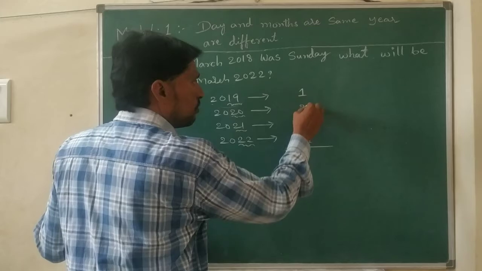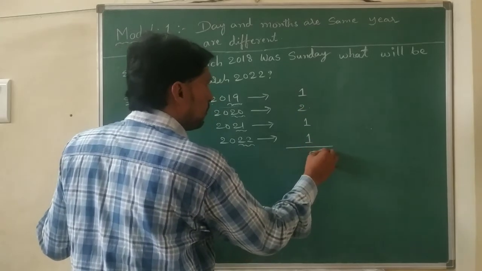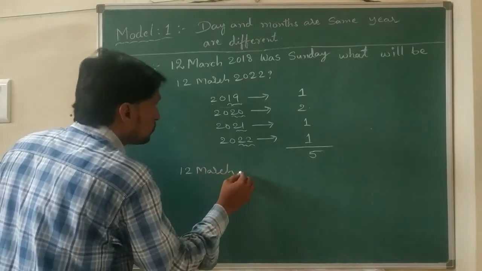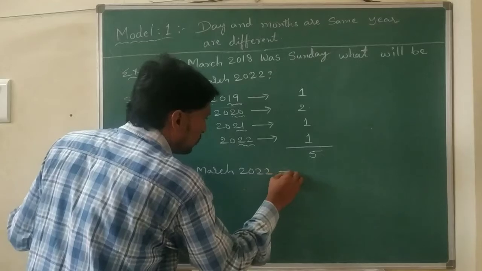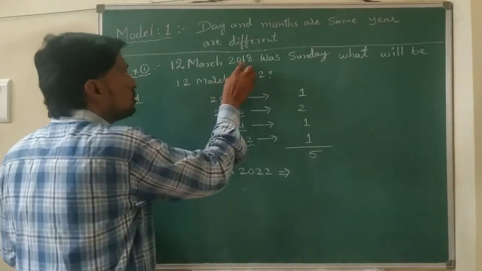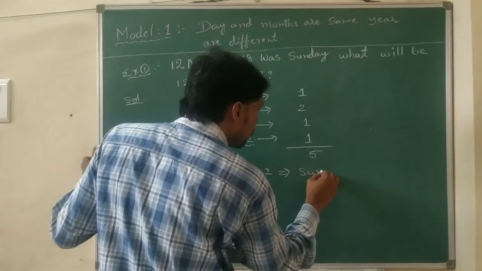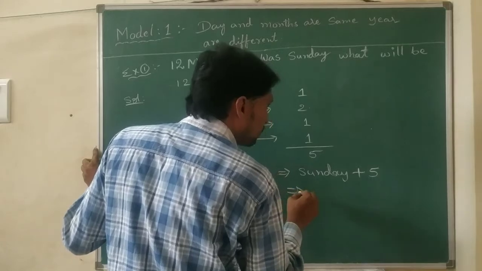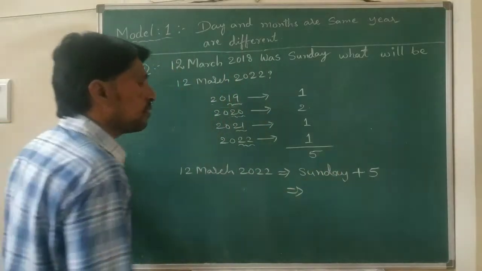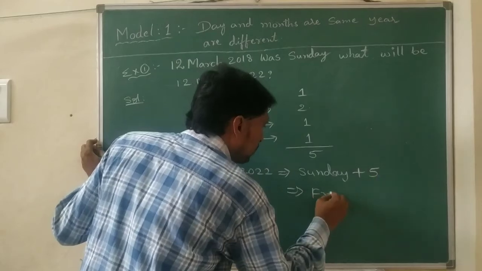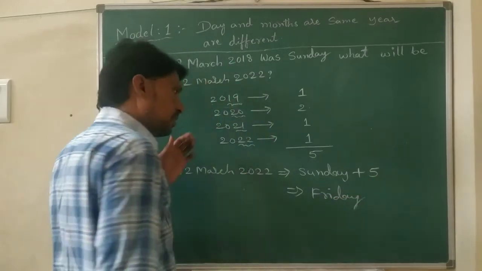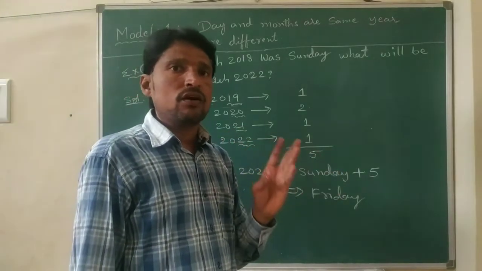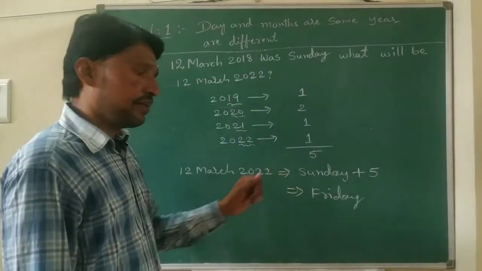Total you have to count. That is 5. Now you can find 12th March 2022. 12th March 2018 was Sunday, and the number of odd days we got here is 5. Sunday plus 5 means that is Friday. 5 means Friday, as we already discussed in the previous classes: 0 Sunday, 1 Monday, 2 Tuesday, 3 Wednesday, 4 Thursday, 5 Friday, 6 Saturday.